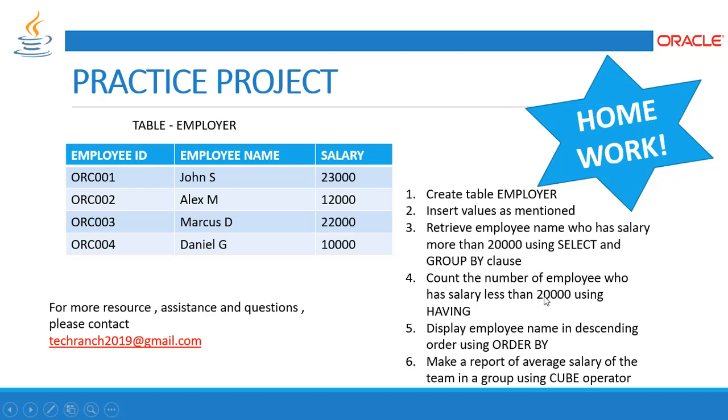Count the number of employees who have salary less than 20,000 using the having clause. Display employee names in descending order using the order by clause, and make a report of the average salary of the team in a group using the cube operator. Or you can use rollup with respect to some other calculation. So this will help you to understand in detail in the concept form how we can group the data together using group by and having in Oracle.